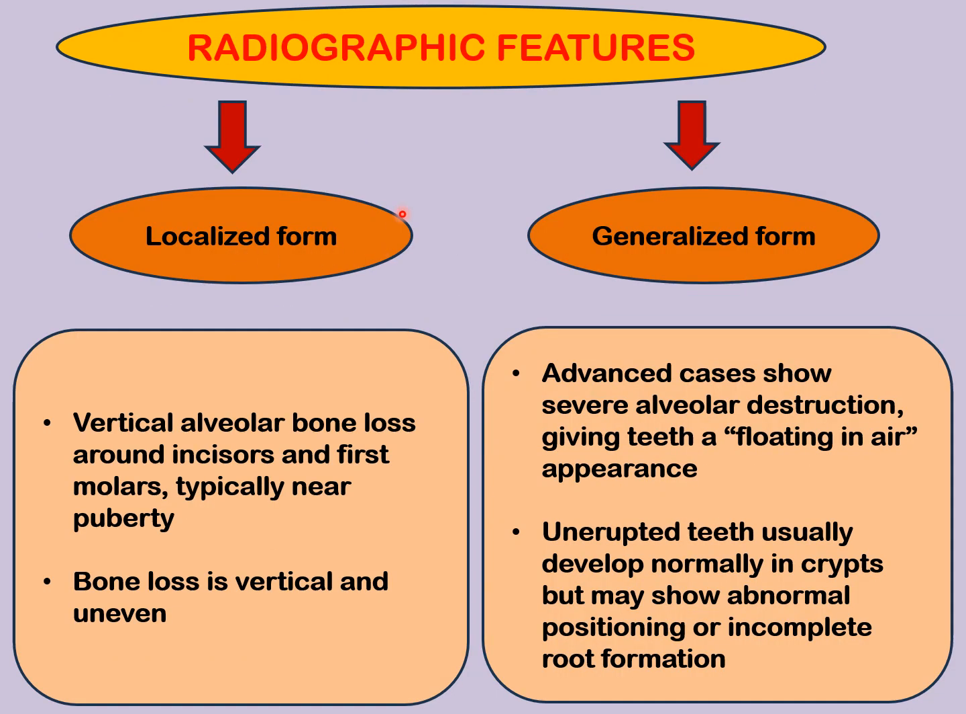Coming to the radiographic features, in the localized form we can see vertical alveolar bone loss around the incisors and first molars, typically near puberty. Also the bone loss is uneven. Coming to the generalized form, in advanced cases there is severe alveolar destruction, which gives teeth a floating-in-air appearance. The unerupted teeth usually develop normally in the crypts but may show abnormal positioning or incomplete root formation.